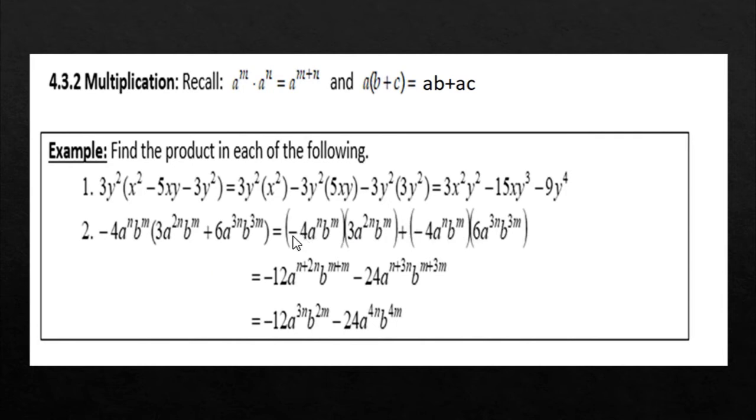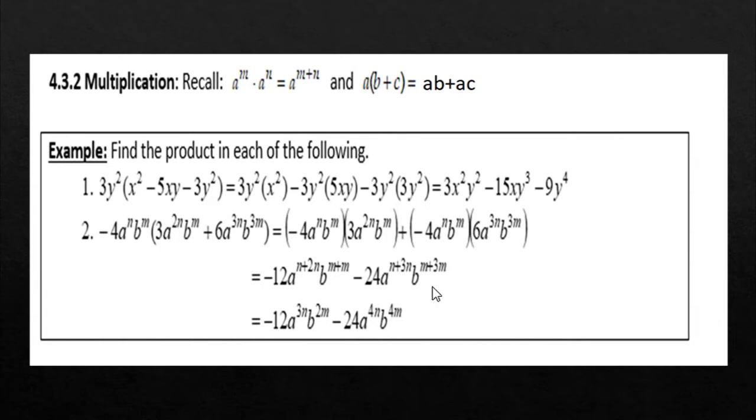Then, we simplify. Negative 4 times 3, that is negative 12. A to the power of n og a to the power of 2n, pareha sila base, so we add the exponents. That is why we have a to the power of n plus 2n. Then, ang b pod to the power of m plus m. Then, sa atong second term, negative 4 times 6, that is negative 24. A to the power of n plus 3n, and b to the power of m plus 3m.